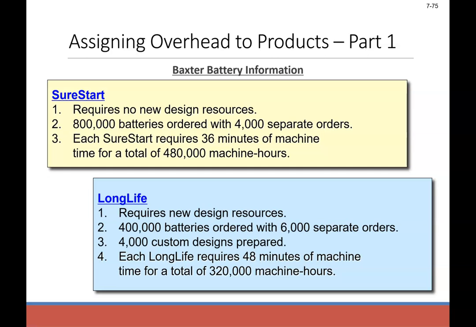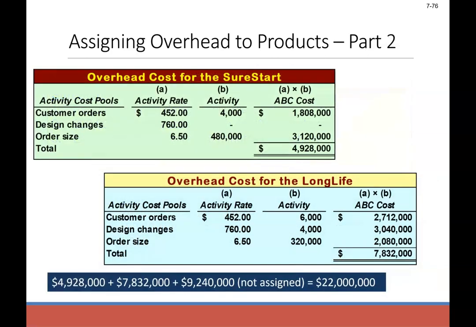Each Sure Start requires 36 minutes of machine time for a total of 480,000 machine hours. With Long Life, not only did we have 4,000 custom designs, each Long Life requires 48 minutes of machine time, totaling 320,000 machine hours. Okay, so if we take the customer orders by the activity rate and multiply them by the activity, you see the overhead cost for Sure Start is $4,928,000. But look at the Long Life, guys. A lot more resources are getting put in to Long Life, and a lot of it is the design changes.